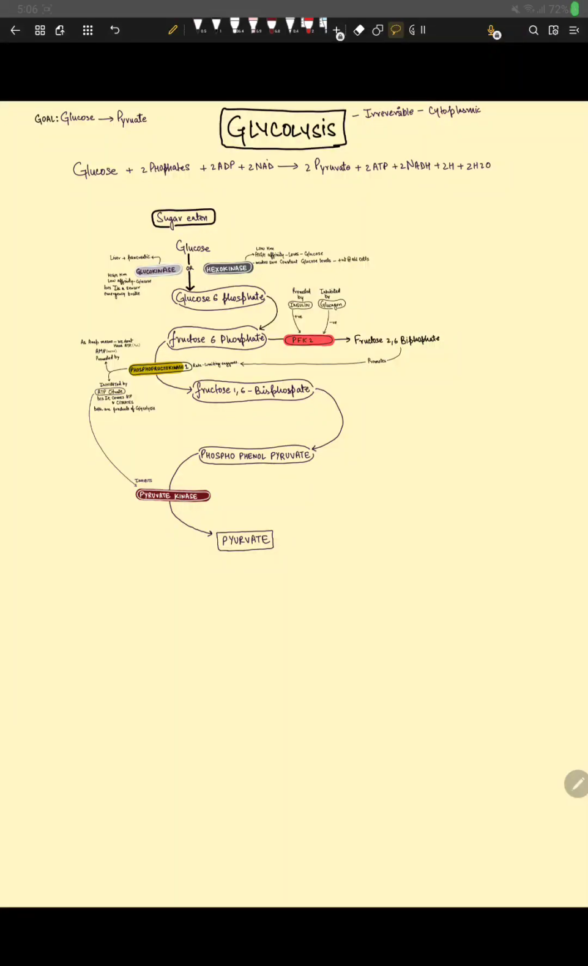Understand glycolysis. Glycolysis means lysis, which means breakdown, and glyco means glucose. So it is the lysis of glucose that will give us usable energy. Note that this whole process is irreversible and it happens in the cytoplasm. The goal is to convert glucose into pyruvate, which is the usable form of glucose.